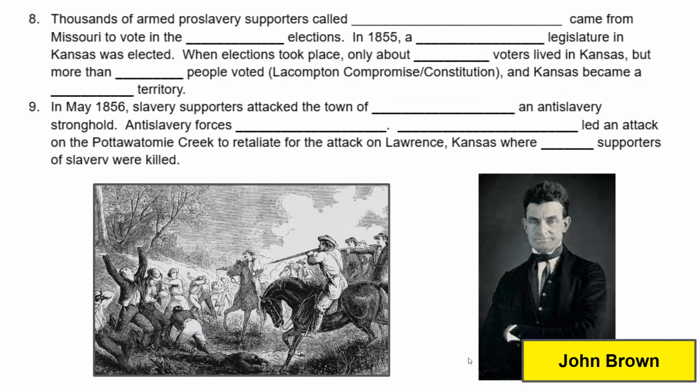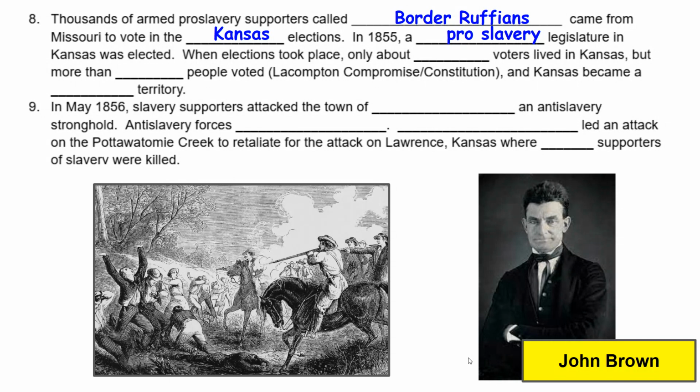So thousands of armed pro-slavery supporters called border ruffians came from Missouri to vote in Kansas elections. In 1855, a pro-slavery legislature in Kansas was elected in the little itty-bitty town of Lecompton, which is not very far from Lawrence, Kansas. So if you know where the University of Kansas is, the Jayhawks, Lecompton is probably maybe 5 miles outside of Lawrence. And the town itself is very, very small. It's probably comparable to maybe Creston or Tarnoff as far as size is concerned.